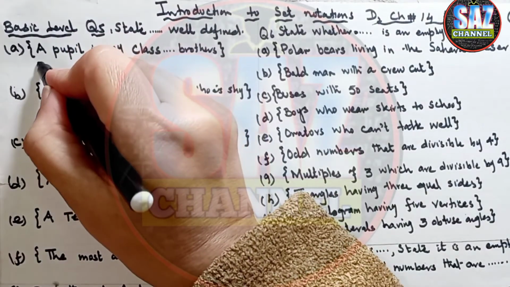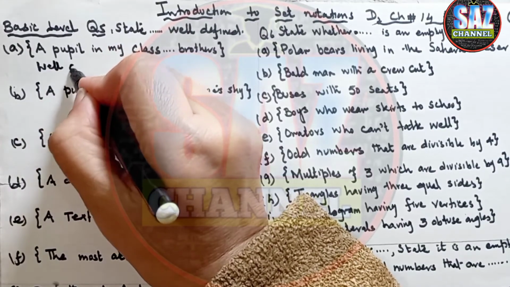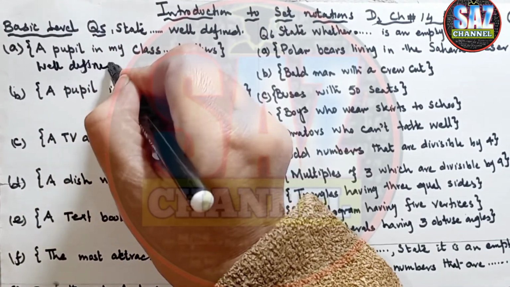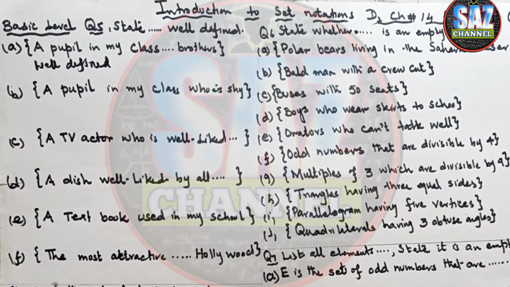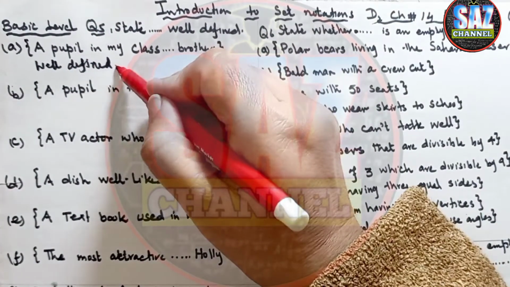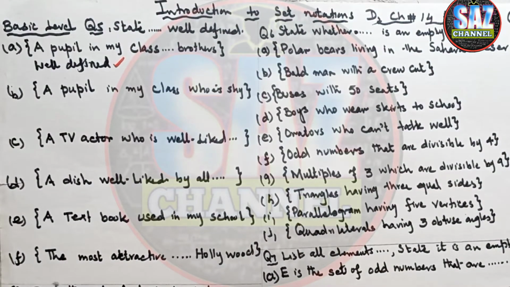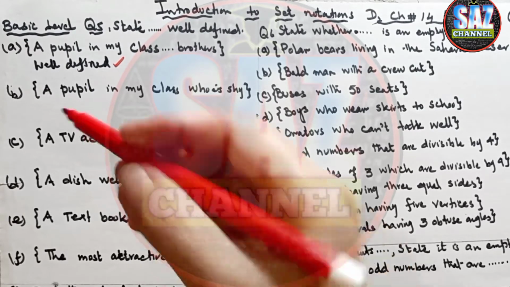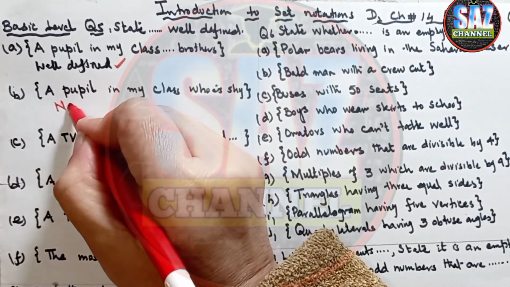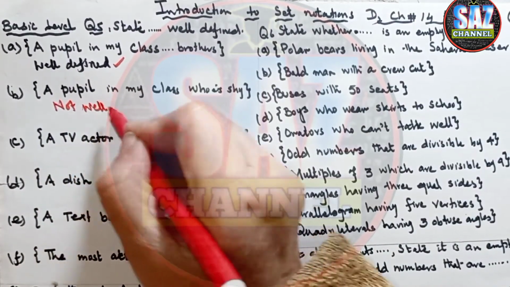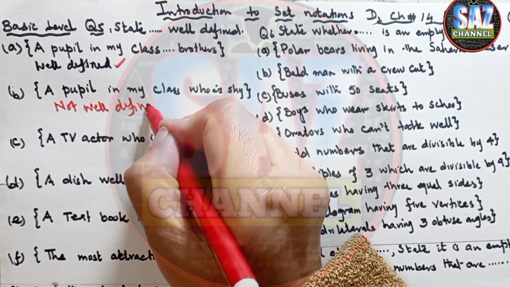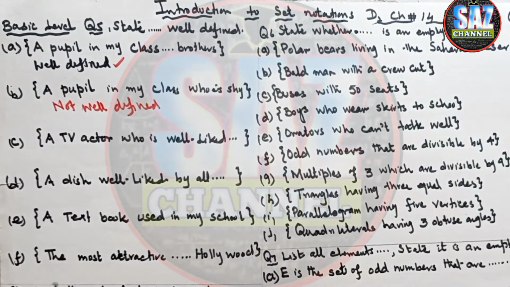It's a well defined set, and what is the reason? It's natural that many people can have two brothers, so it's a well defined set. Coming to the second part, people in my class who are shy: it's not well defined, because there is no tool that can measure shyness. So we cannot say that it's a well defined set.